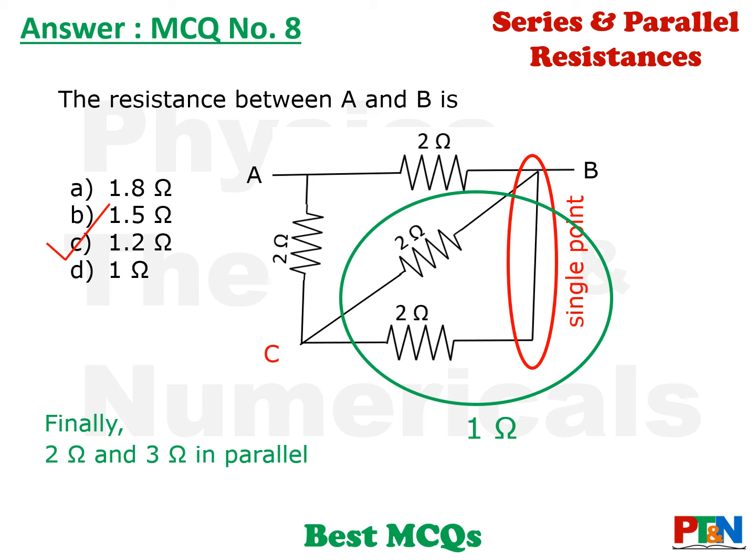So finally it becomes the upper line A to B straight one is 2 ohm, and the lower part is 2 ohm plus 1 ohm, that is 3 ohm. That is 2 ohm and 3 ohm in parallel, that will give you 1.2 ohm.